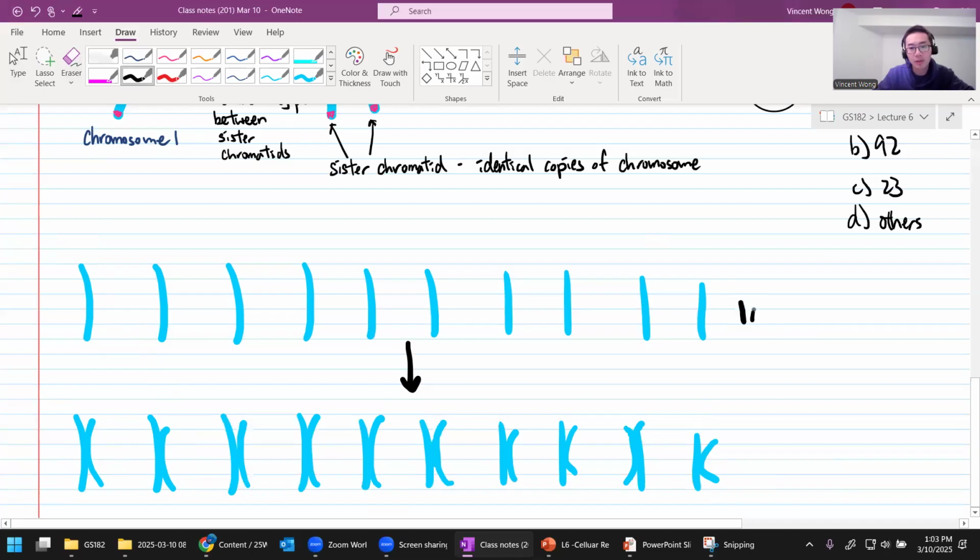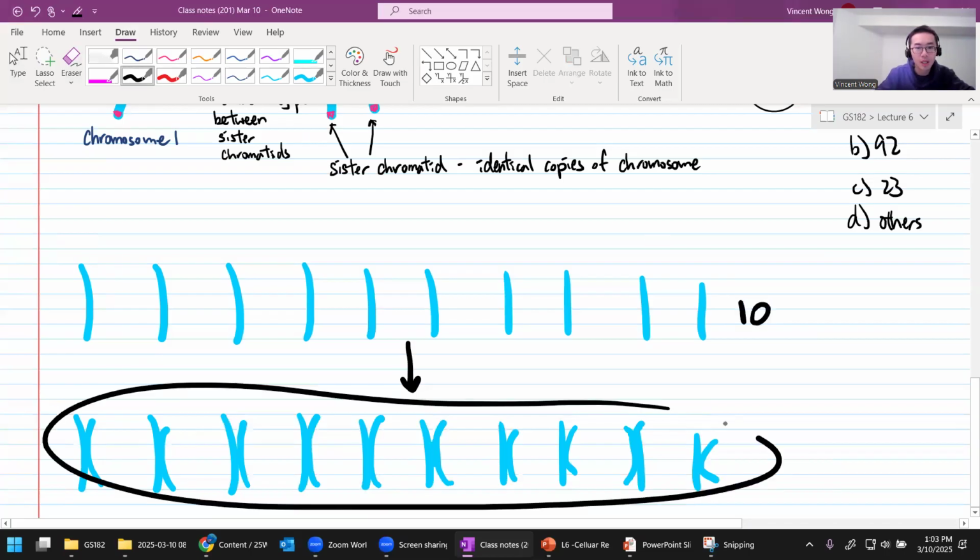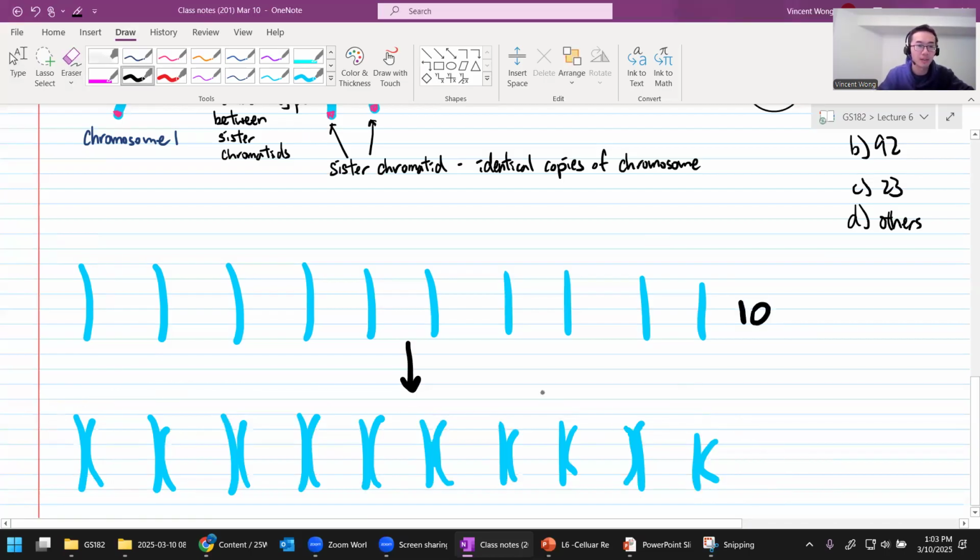So if we have 10 chromosomes before, after we copy them, how many do we have now? Still 10, right? Yes. Because they are counted that way. Is that okay? Yes. Thank you.